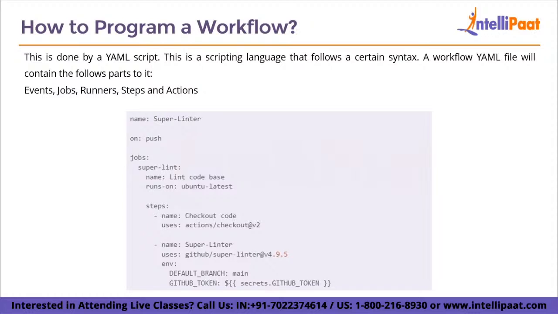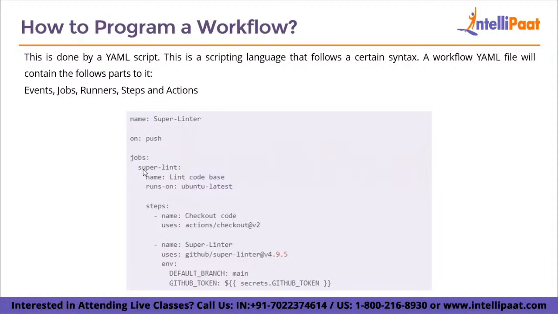First is the events part. As you can see here, on: push. This is an event, specifying on which event the job should take place. We have specified push here, so whenever a contributor pushes code into your main branch, this event occurs. That is the event part. Then you can name your workflow. I have named my workflow super linter. You can choose to skip this step, but it is advised to name your workflow so that you can come back to it later.